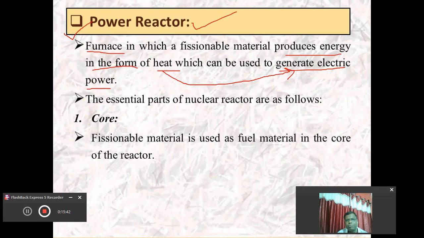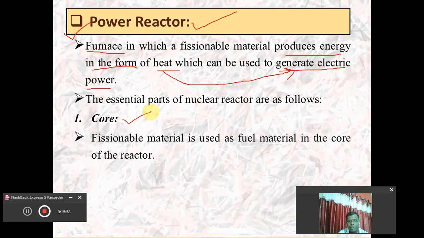So the essential components or parts of the nuclear reactor will be as follows. Just like the nuclear reactor, there is nothing different; we require the central part, because the power reactor and the nuclear reactor are exactly the same, with no difference.